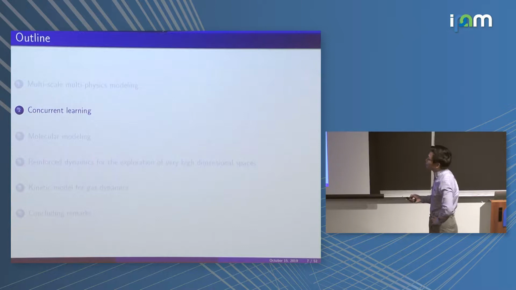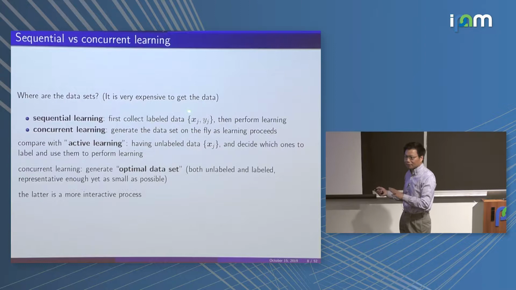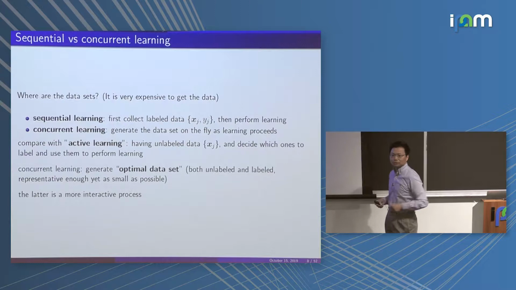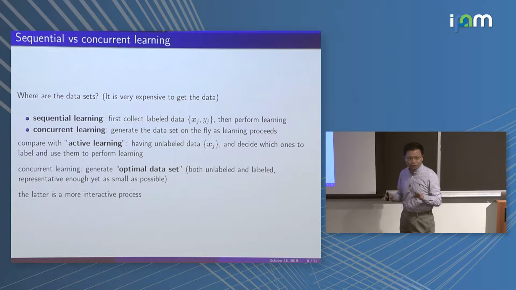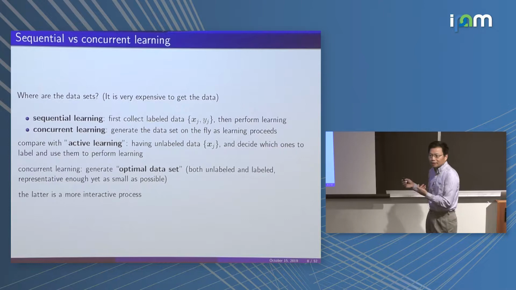So first, I want to put up the notion of sequential versus concurrent learning. I was just talking about sequential versus concurrent multiscale modeling. So here I want to say that there are two situations of interest. One is the usual situation where you get your data first, and then you use the data to do some model, to do some machine learning. And this is typically the case in artificial intelligence, image processing, computer vision. You first prepare the data, and preparing the data is already a huge amount of work. ImageNet is a good example. And then with the data, you do some learning. So this I call sequential, because you first do data and then do learning.